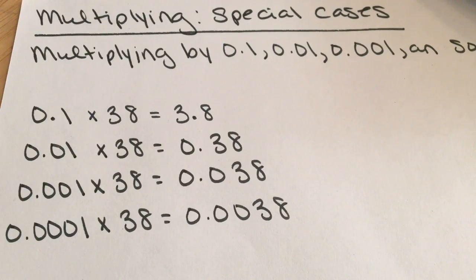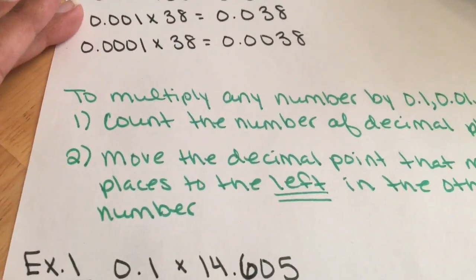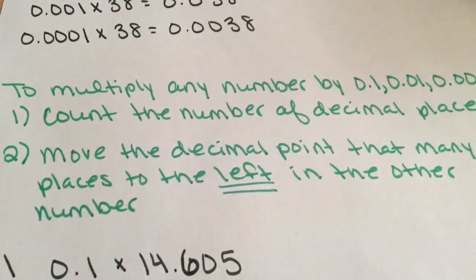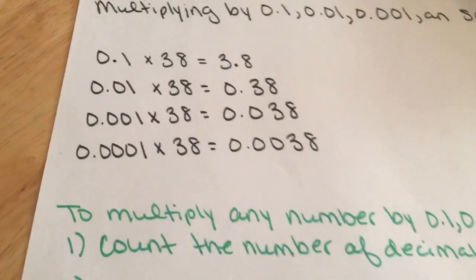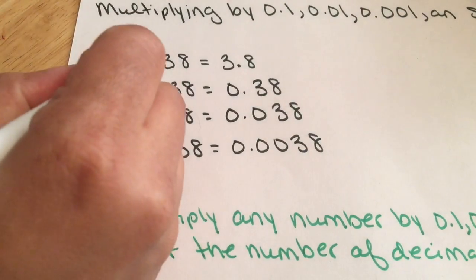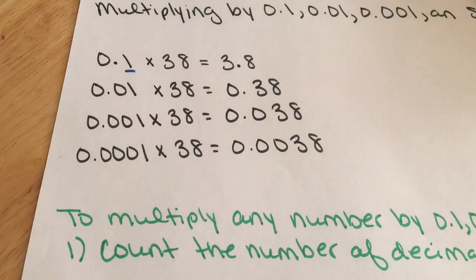We should recognize a pattern here, but if we don't, one of the rules we have as we multiply decimals with small numbers is counting the number of decimal places in each of our small tenths number, and then moving the decimal point that many places to the left in the other number. So if we go back to those 4 little examples here, we had 1 decimal place. Our decimal, we know when it's not written, is going to be at the end of the number. So if I move it left 1 place, that's where I end up with a 3.8.